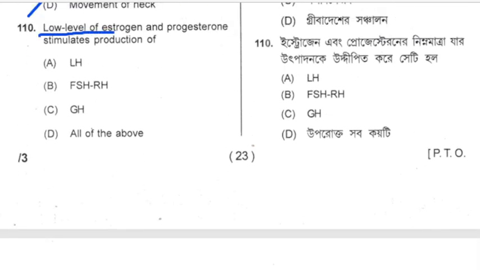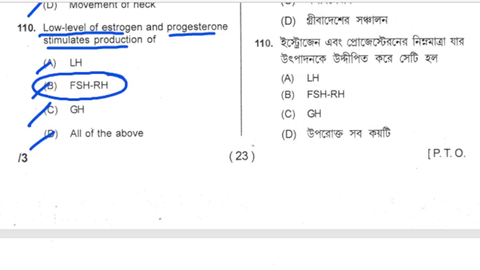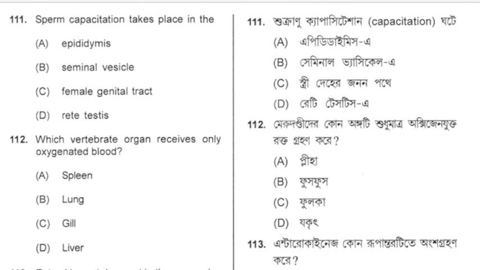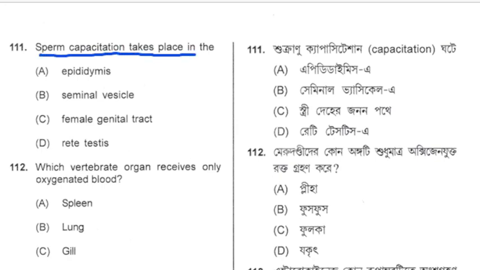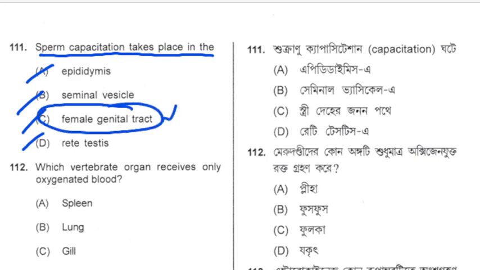Low level of estrogen and progesterone stimulates the production of LH, FSH, RH, GH, or all the above. So low level of estrogen and progesterone stimulates the production of FSH and RH. Sperm capacitation takes place in the epididymis, seminal vesicle, female genital tract, or rete testis. The swimming capacity of sperm, the capacitation, is acquired in the female genital tract.